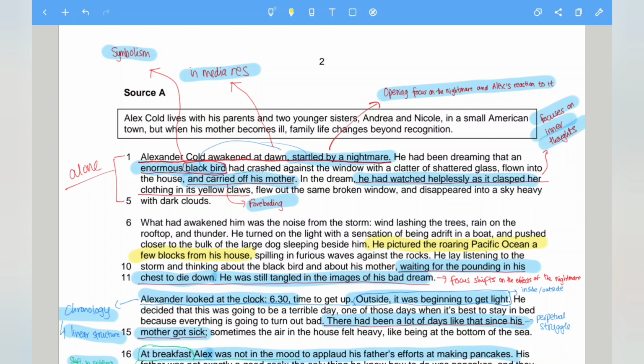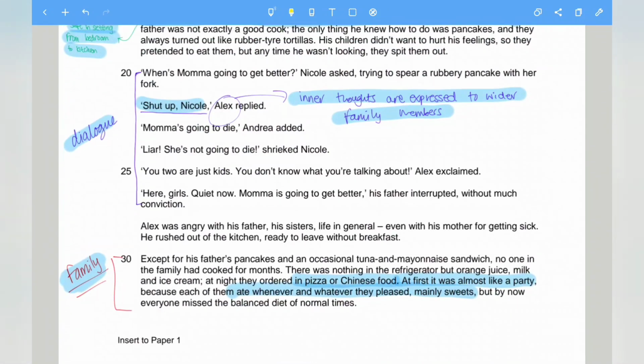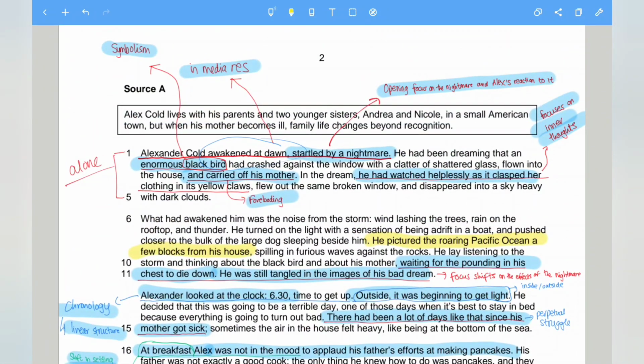So a flashback, flash forward, foreshadowing, foreboding, chronology, dialogue. So all of these are examples of structure. You can also look at a shift in focus from the beginning to the middle to the end. So one way I would recommend for students to annotate is to divide the text into three parts.